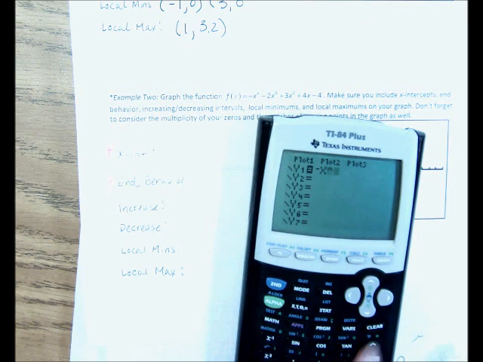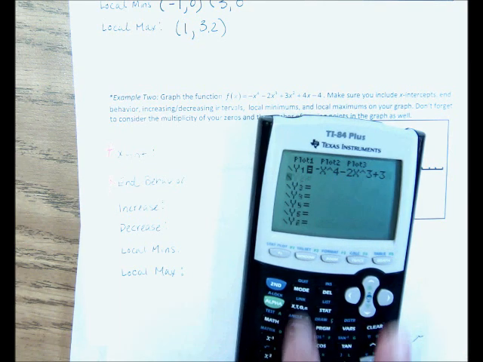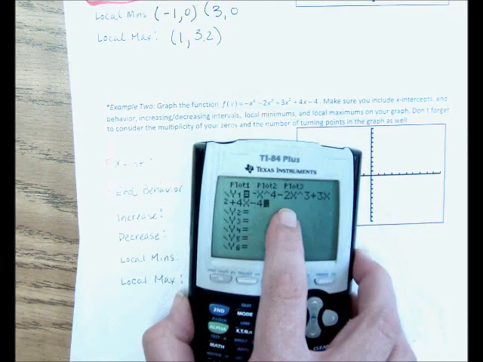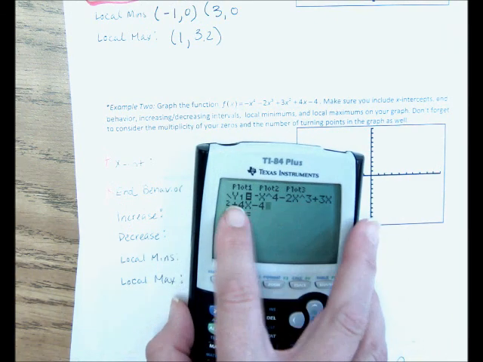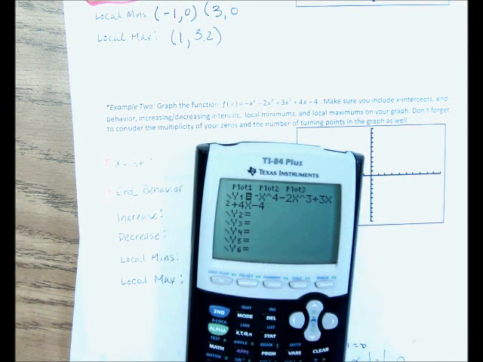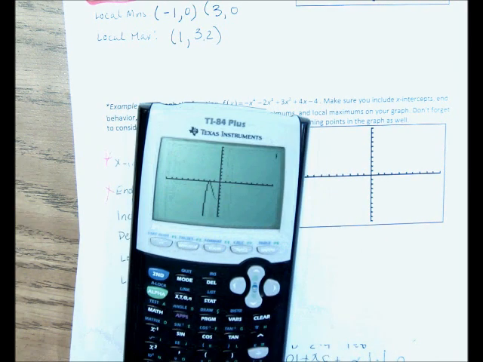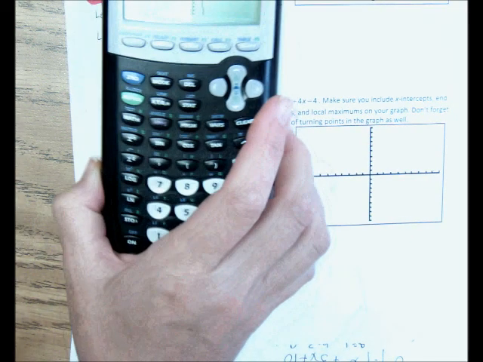So negative x to the 4th minus 2x to the 3rd plus 3x squared plus 4x minus 4. So I make sure that I got it right: negative x to the 4th minus 2x to the 3rd plus 3x squared plus 4x minus 4. Always make sure you type it in right, because if you type it in wrong, you won't get the right graph. So then I have another graph, and it's actually a W again.